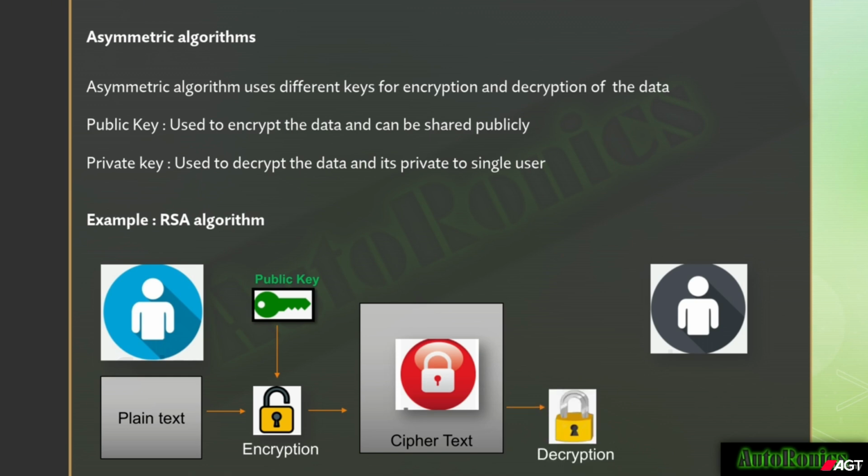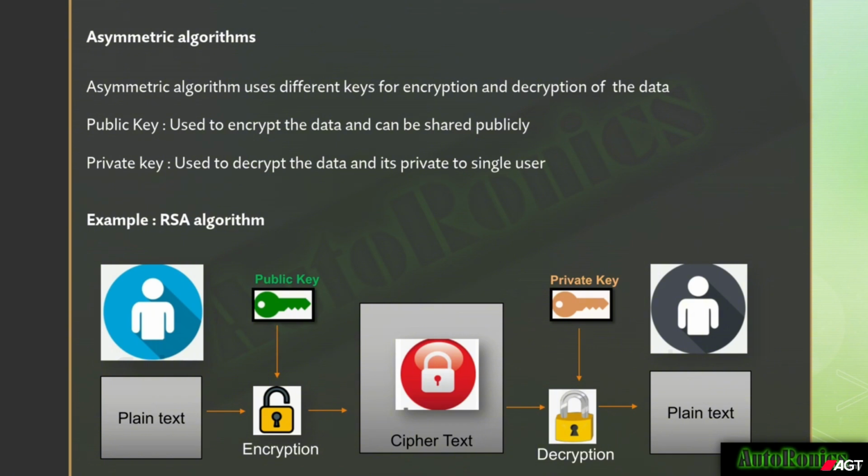Once the receiver gets the ciphertext, he will decrypt it using the private key, which will be known only to him, not to the sender. Using this private key, he decrypts the data and gets the actual plain text. So this is how the asymmetric algorithm works. As we see, we didn't share the private key, we shared only the public key. Even if a hacker gets the public key, he or she can't decrypt the data, since the hacker has no idea about the private key.